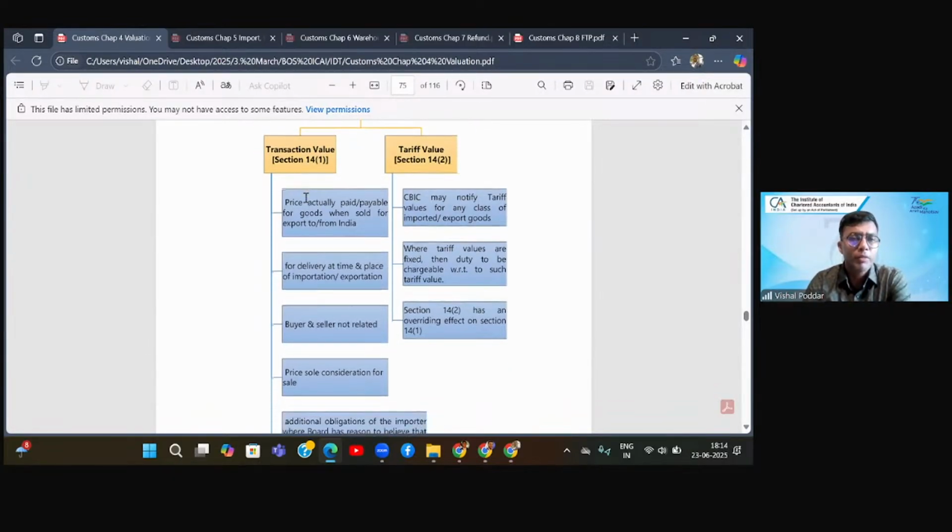Now, what is 14.1 saying? It says that we will take the transaction value as the taxable value with some additions. Now, what is transaction value? It simply means the price at which we have entered into this transaction of export from my side, import from your side. It is the price actually paid or payable for the goods. Now, this part is important, and this part forms the basis for all the further valuation provisions that we are going to study.